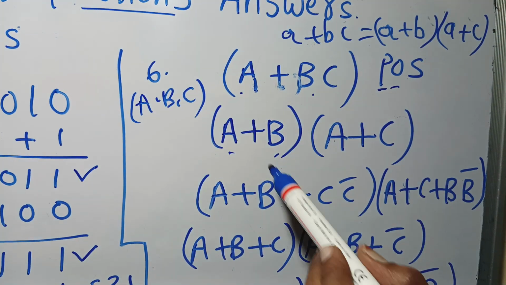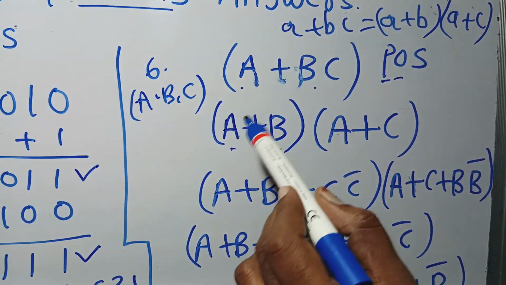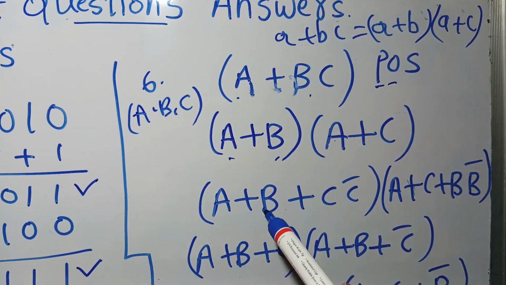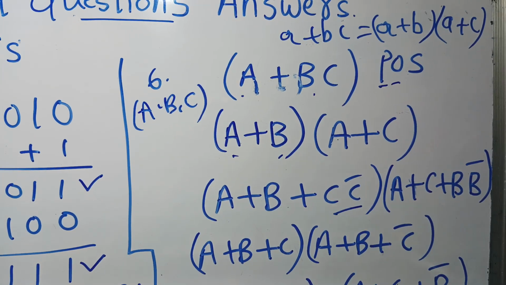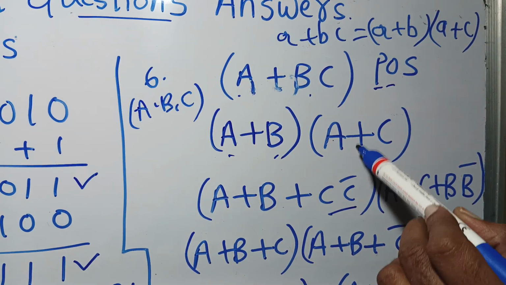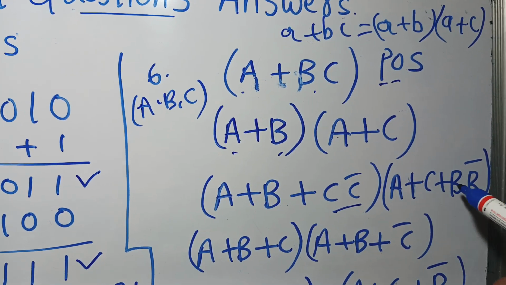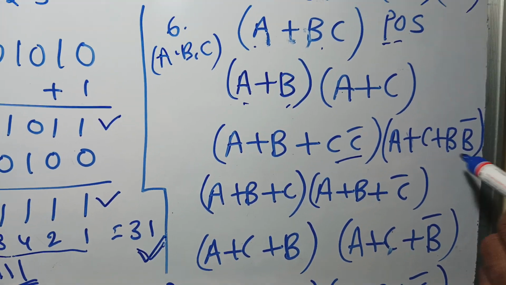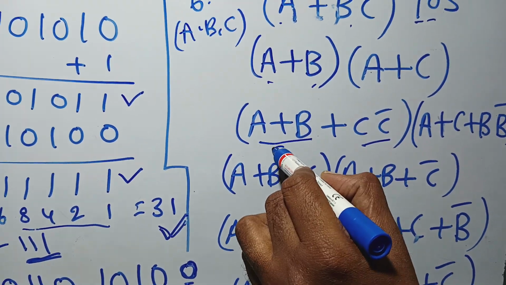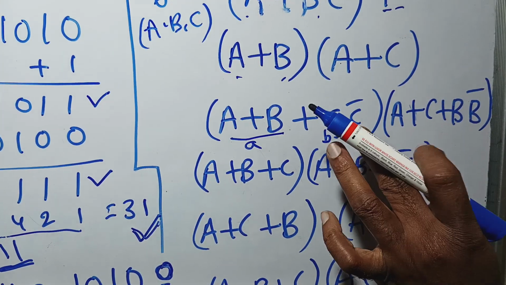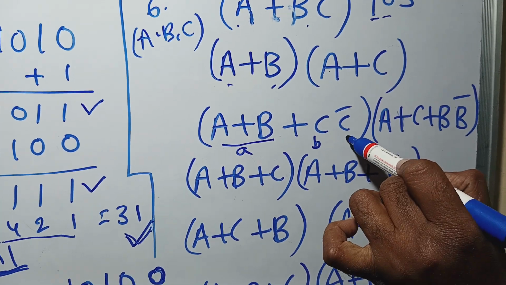A, B, C. So here the missing variable is C. I am going to add the missing variable: A plus B plus C into C bar. Here the missing variable is B, so A plus C plus B bar. So this I am going to take as A, this I am taking as B, similarly this I am taking as C.